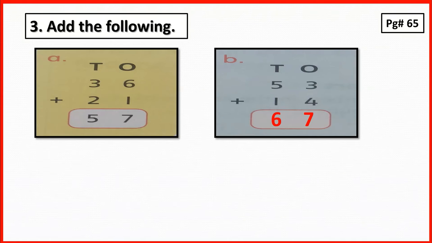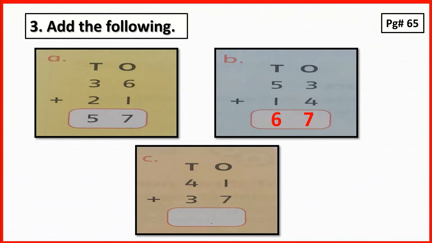Let's do part C, in which we have to add 37 into 41. Start with ones. When 7 adds into 1, the number comes 8. Now add tens. When 3 adds into 4, the number comes 7. So the answer is 78.